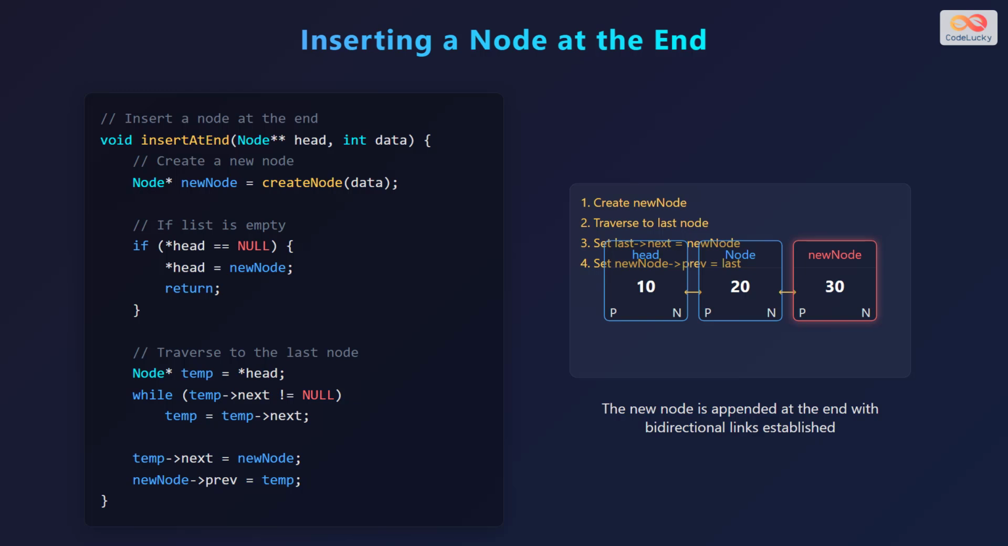Then, the next pointer of the last node is set to point to the new node, and the previous pointer of the new node is set to point to the last node. This ensures that the new node is correctly linked at the end of the list.